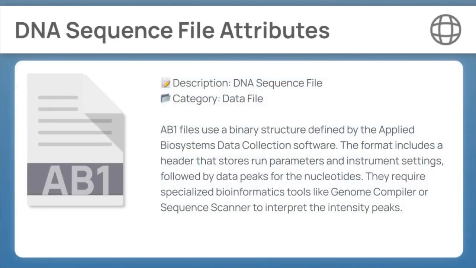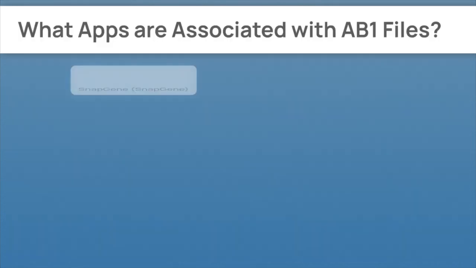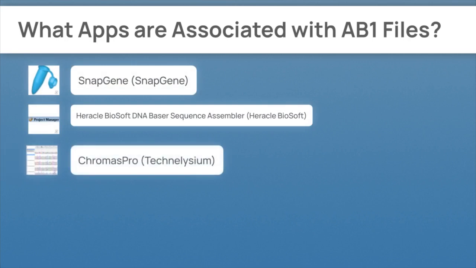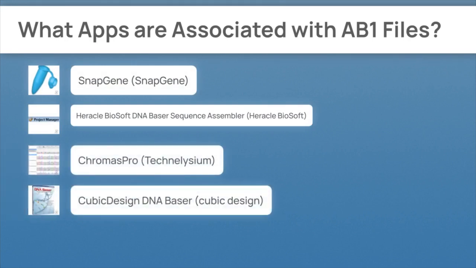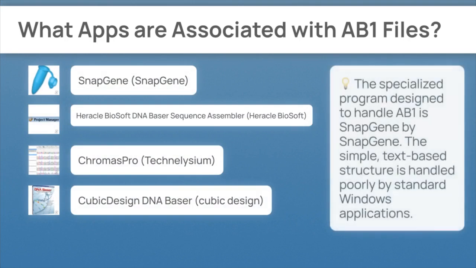AB1 files use a binary structure defined by the Applied Biosystems Data Collection software. The format includes a header that stores run parameters and instrument settings, followed by data peaks for the nucleotides. They require specialized bioinformatics tools like Genome Compiler or Sequence Scanner to interpret the intensity peaks. For the AB1 file type, SnapGene from SnapGene is a trusted and reliable source. The simple text-based structure is handled poorly by standard Windows applications. Windows may show the file's presence but not its meaning, requiring specialized software for access.